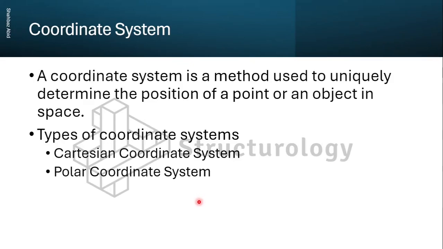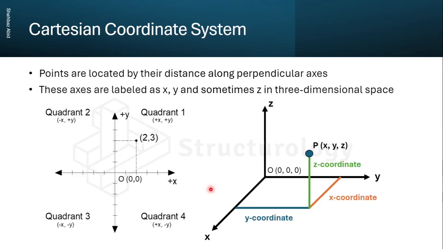To set up the position of this vector, we have to organize a coordinate system. There are two types of coordinate systems. One is known as the Cartesian coordinate system and the other is the polar coordinate system. In the Cartesian coordinate system, the points are located by their distance along perpendicular axes. If you consider the left side, this is a two-dimensional Cartesian coordinate system. The point which has 0 x and 0 y is known as the origin. So the first value is x and the second value is y.